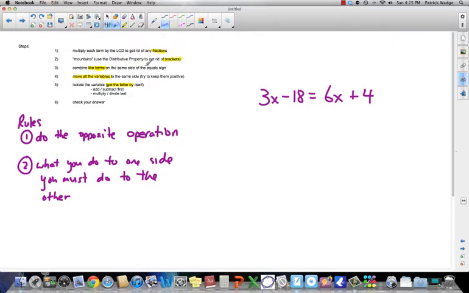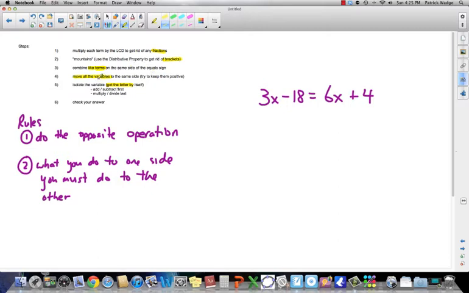There's no brackets, good. Combine like terms on the same side of the equal sign. So what this means is, if we just look on the left-hand side here, at this bit over here, can you combine any terms there? No, you can't. So there's no like terms to combine. And if you look on the right-hand side, the 6x plus 4, is there anything that you can combine on that side? No, there's nothing you can combine here. So we don't have any like terms on the same side.